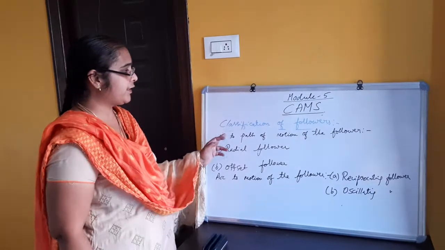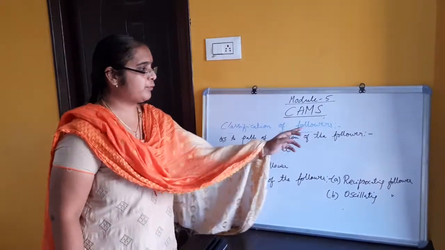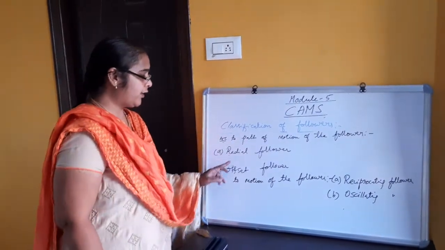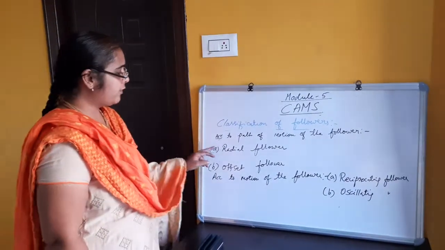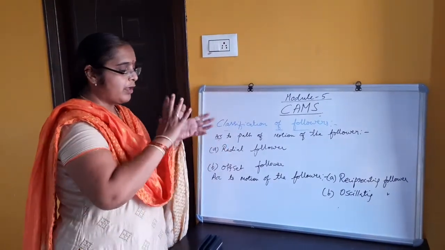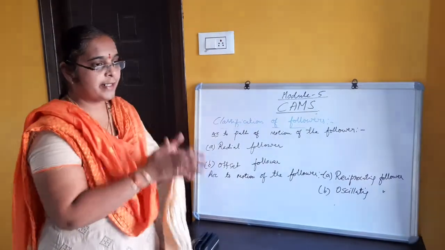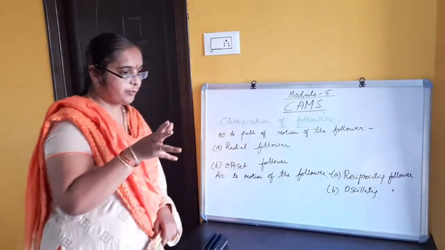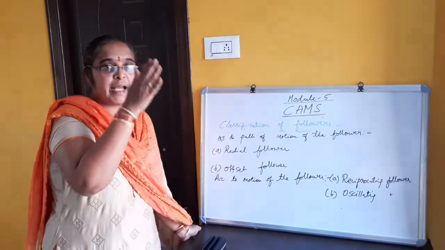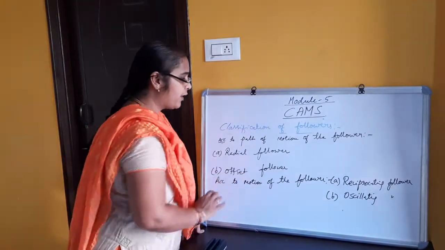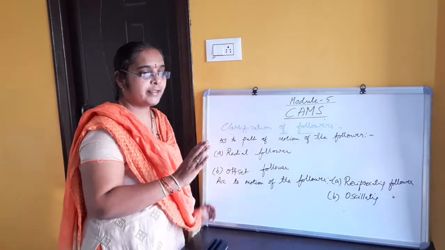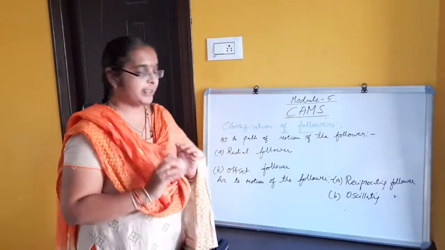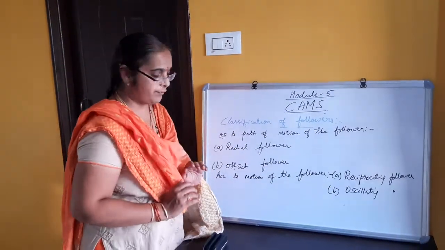Further, we can classify the followers according to the path of the motion of the follower as radial follower and offset follower. Radial follower means the follower axis is in line with the axis of the cam. That is, when the cam rotates, the follower axis coincides with the axis of the cam, whereas offset follower means the follower axis is at some distance away from the axis of the cam. It is known as offset follower.